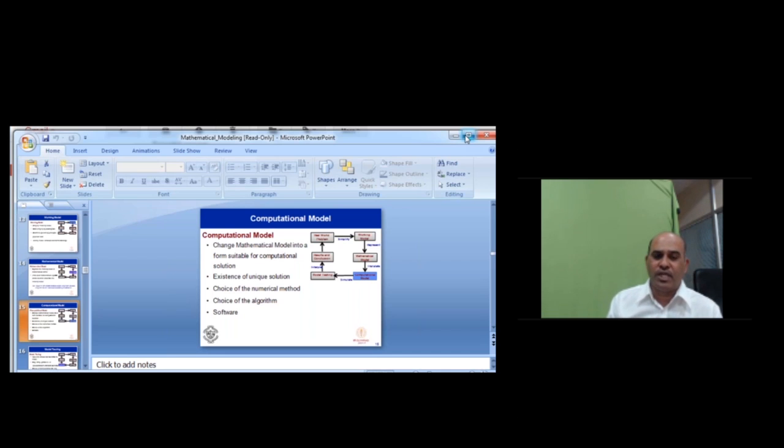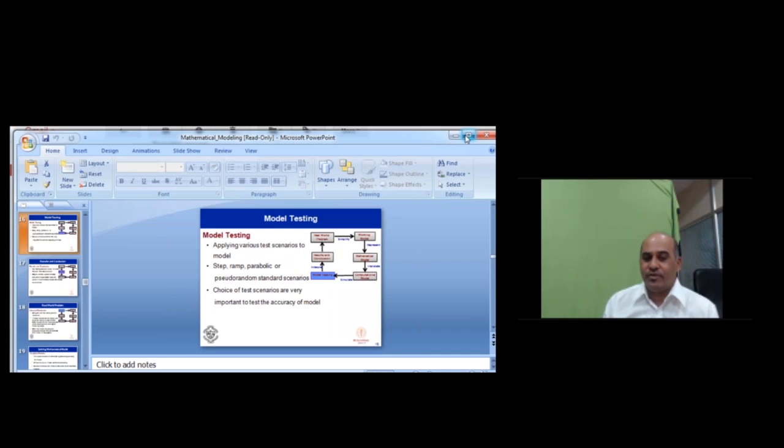Once you solve your equation, how to test? So apply various test scenarios. That is also true. I could not generate the real test scenarios, but I can approximate them with some standard test inputs, like step input, ramp input, parabolic input, pseudo random signals. These are standard test scenarios that I can generate in the simulation, and I can test my model. So choice of test scenarios is very important to test the accuracy of the model.